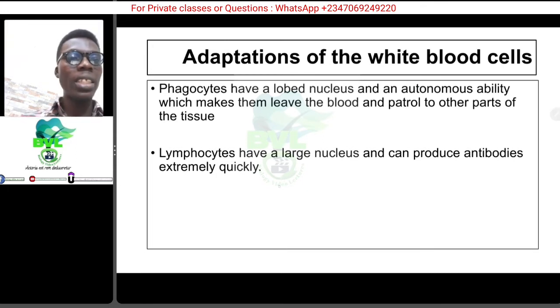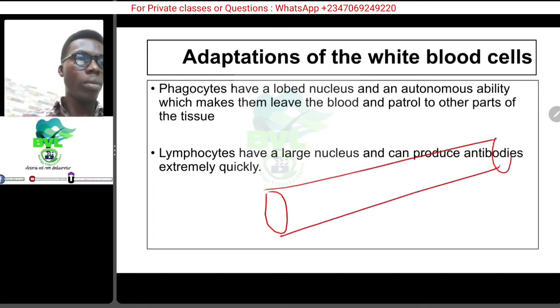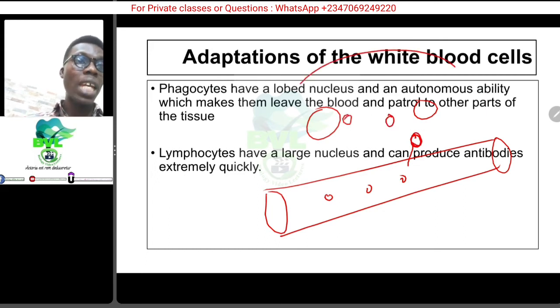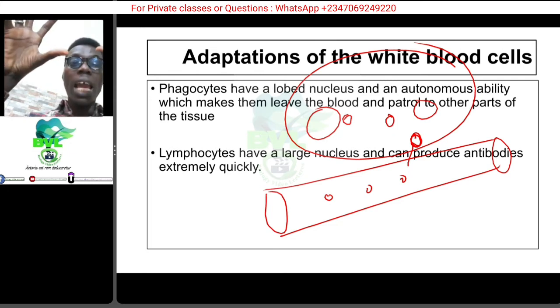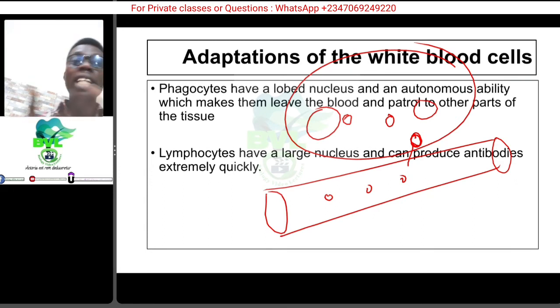What we mean is this is the blood, and these are the tissues. So blood cells are here, but these phagocytes have the ability to do what? They can actually come out through the pores of the capillaries and take care of things in the tissues. So they have the ability to patrol. It means they can leave the blood and get things done there, unlike other ones that stay in the blood.